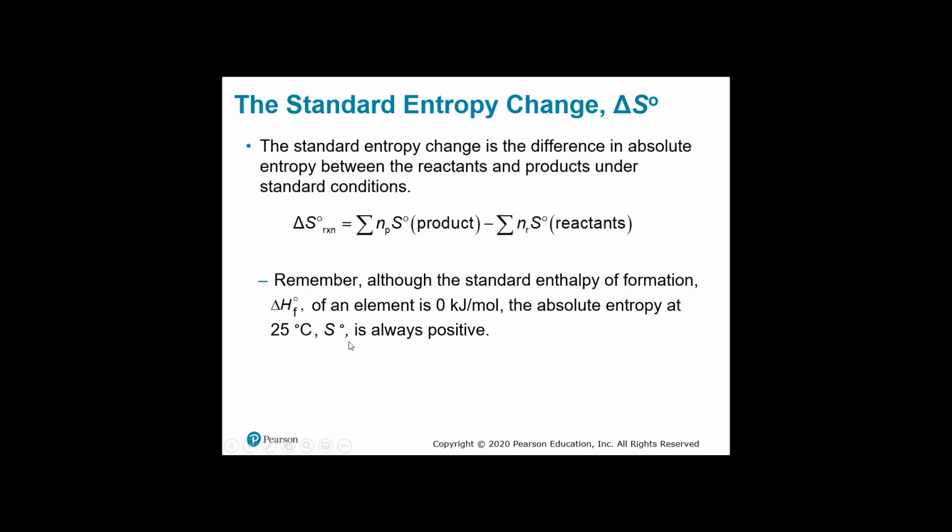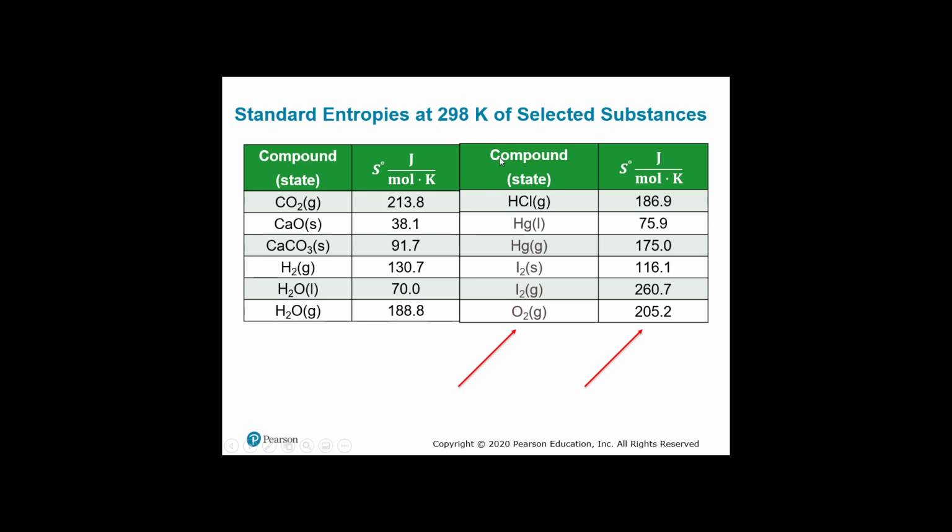So what are the different values? Well, although the standard enthalpy of formation, delta H, of an element is 0 kilojoules per mole, the absolute entropy at 25 degrees, S, is always positive. So we're not dealing with 0 values when we're dealing with entropy. And I'll point that out on the next page, where if we were looking at the enthalpy of formation, this would be 0. However, it isn't for a gas here. This actually has a value to it. So you need to be able to determine the distinct difference between the enthalpy values and the entropy values. Make sure you remember that they do have values to them.